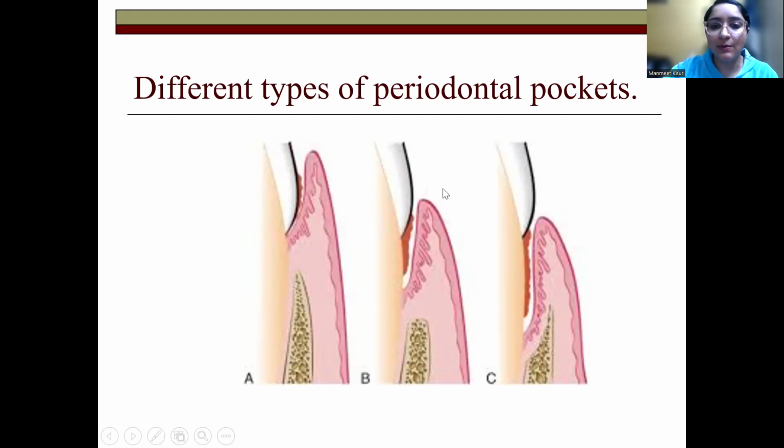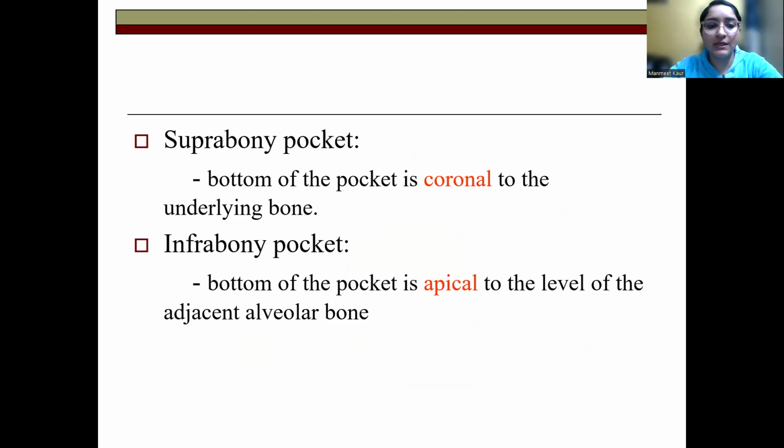This is a suprabony pocket, and this is an infrabony pocket. Now, this is the most coronal part of the bone, and this is the apical end of the pocket. So the bottom of the pocket is apical to the bone. What is an infrabony pocket? The bottom of the pocket is apical to the level of the adjacent alveolar bone. So you have to remember these two terms, coronal and apical.